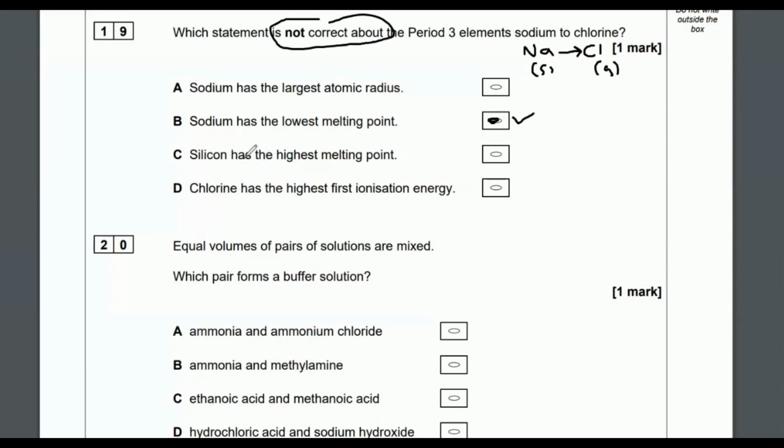You kind of know the rest of these are correct. Silicon, the highest melting point. Chlorine has the highest first ionization energy. Okay, well, we already know sodium doesn't have a lower melting point than chlorine, so we know that one is incorrect. All right, let's move on.